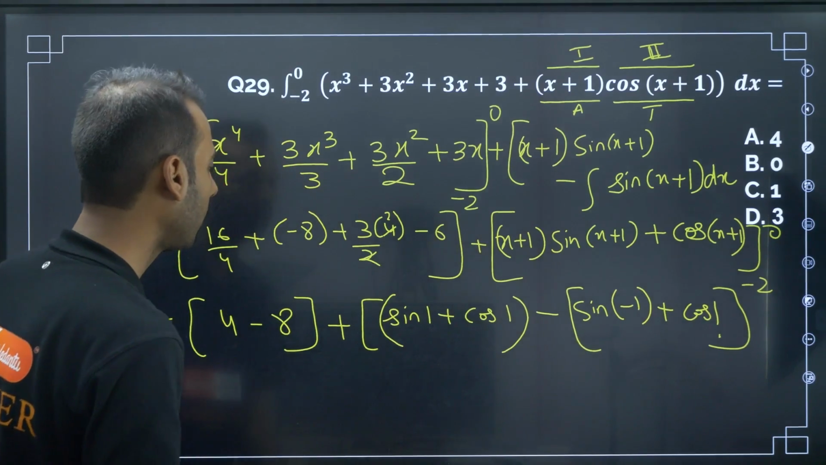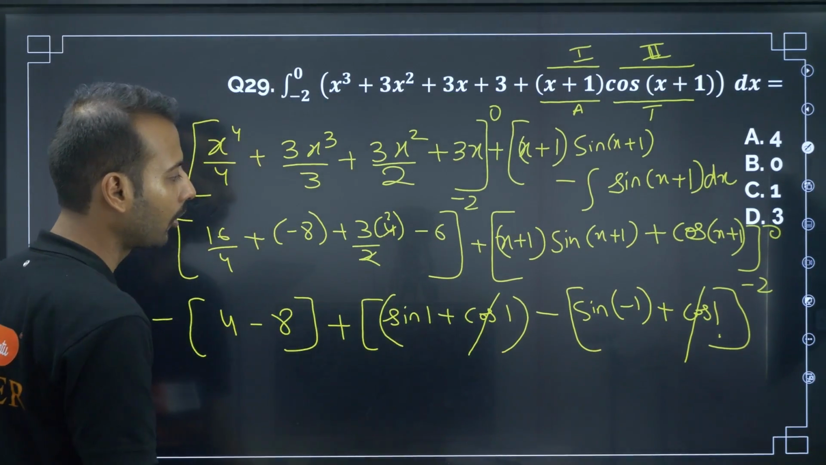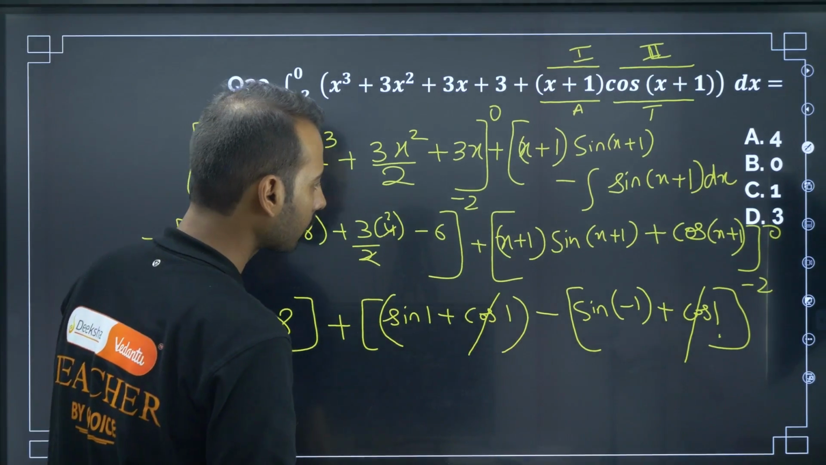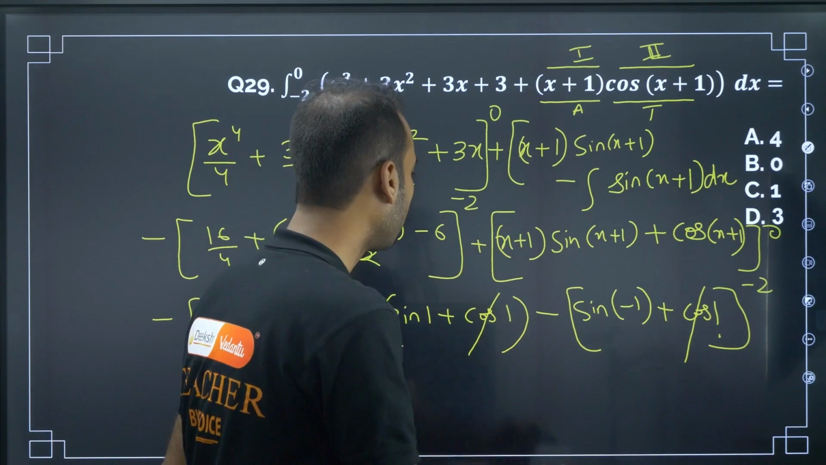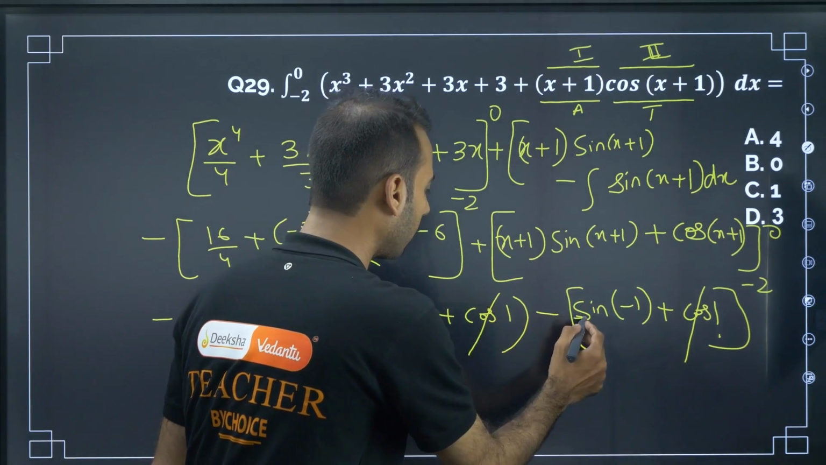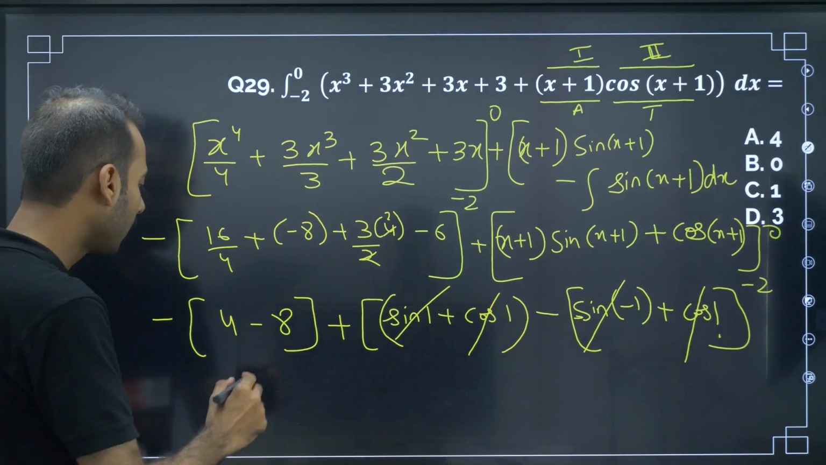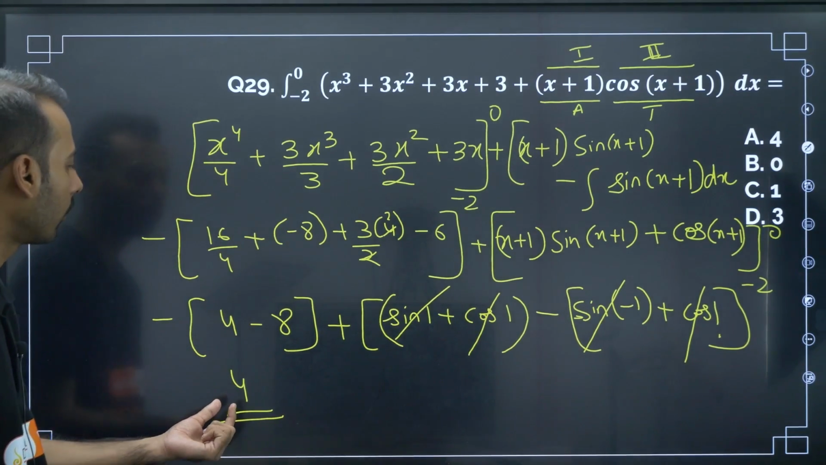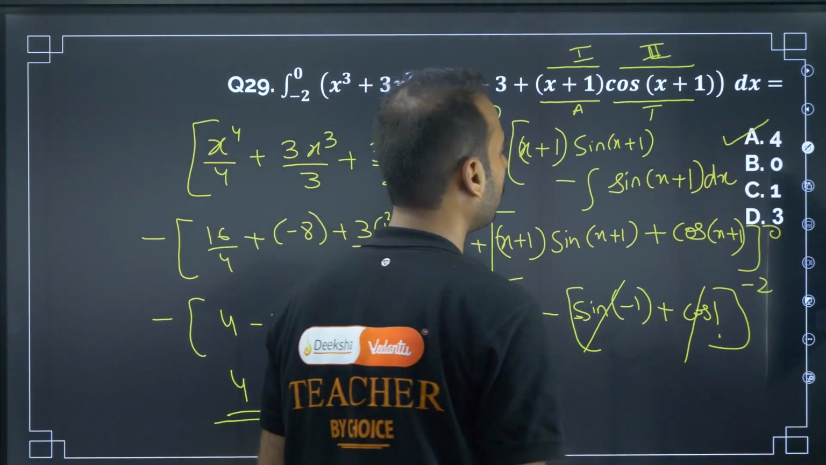Now if you observe here, positive cos 1, negative cos 1, we can remove it. Minus of minus, sine of minus 1, minus, if I am placing minus 2, here if you observe one more minus, so overall this and this will get cancelled. 8 minus 4 is 4, so overall 4 is the answer. Is there any option like 4? Yes, A is the answer.